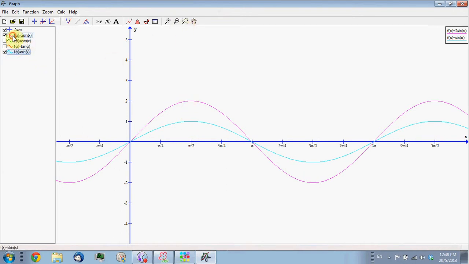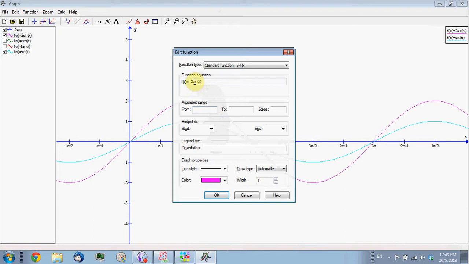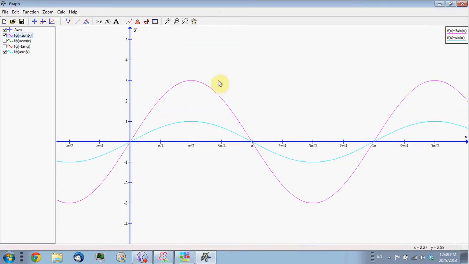So even if we change this to 3 sine x, take a look. It just means that the amplitude, everything that changes, multiplies by 3. So from here, you multiply 3 is this. Here multiply 3 is this. Here multiply 3 is this. Here multiply 3 is this.